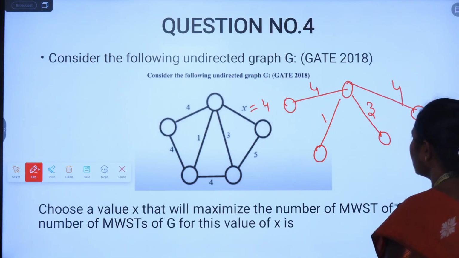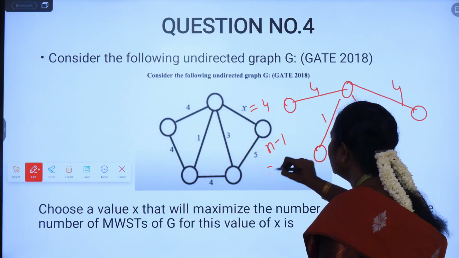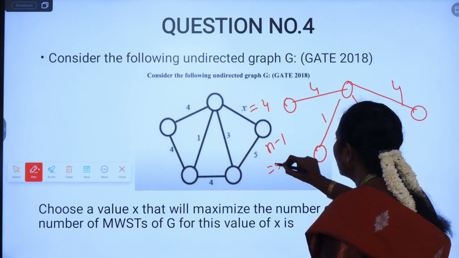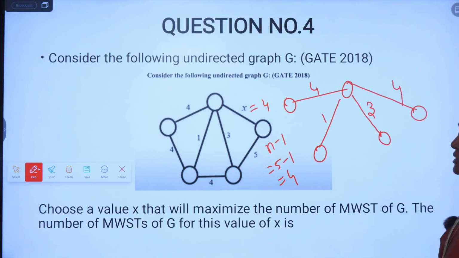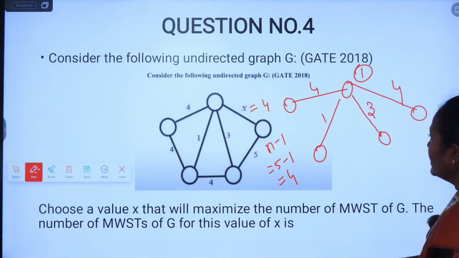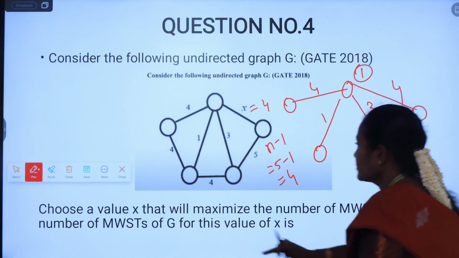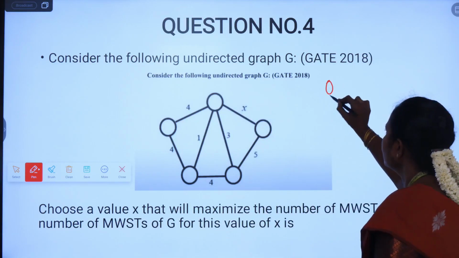The number of edges is n minus 1, that is 5 minus 1, which is 4. Here we have 4 edges. This is one minimum spanning tree. What is the other one? What is the other minimum spanning tree? Can you get it?